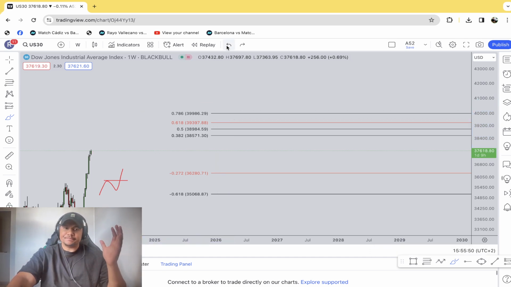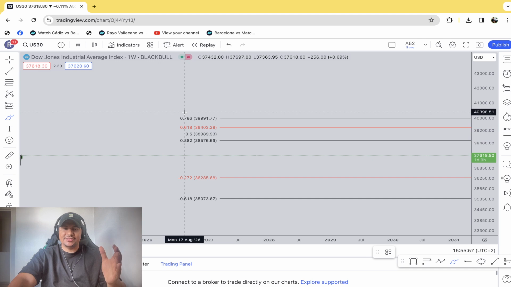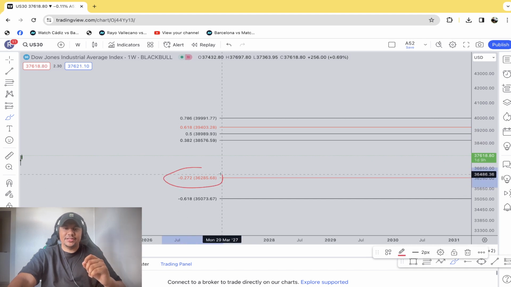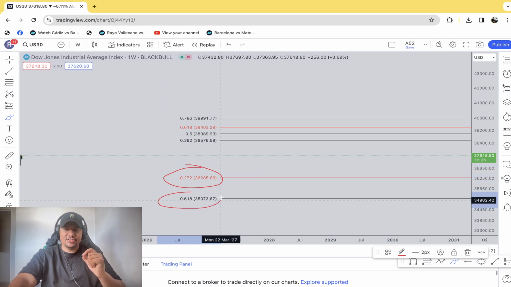Now, how do you use the Fibonacci levels? The first thing that we need to understand is, what do these levels mean? The minus 272 is always used as the take profit 1 level, and this one is used as the take profit 2 level in the market.